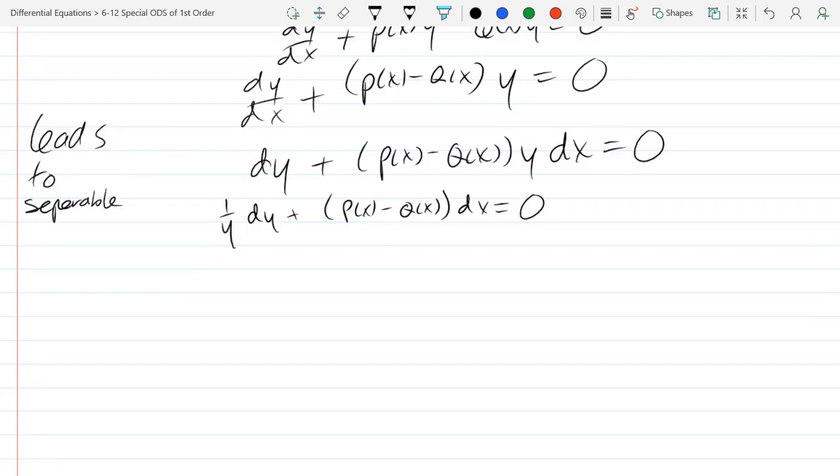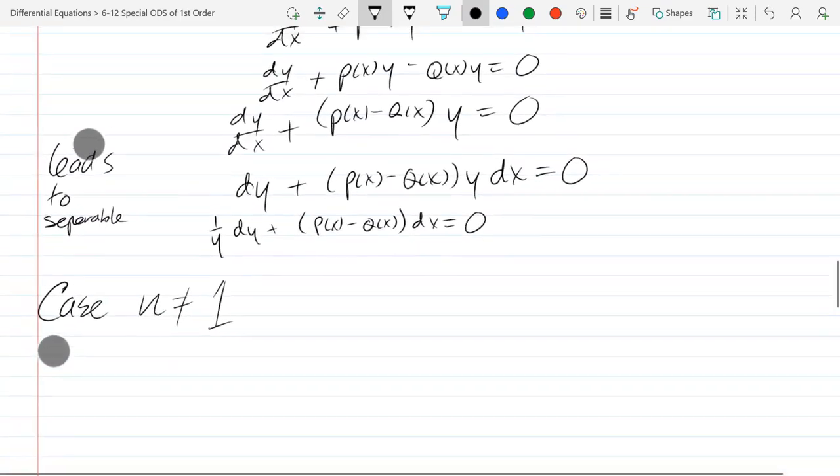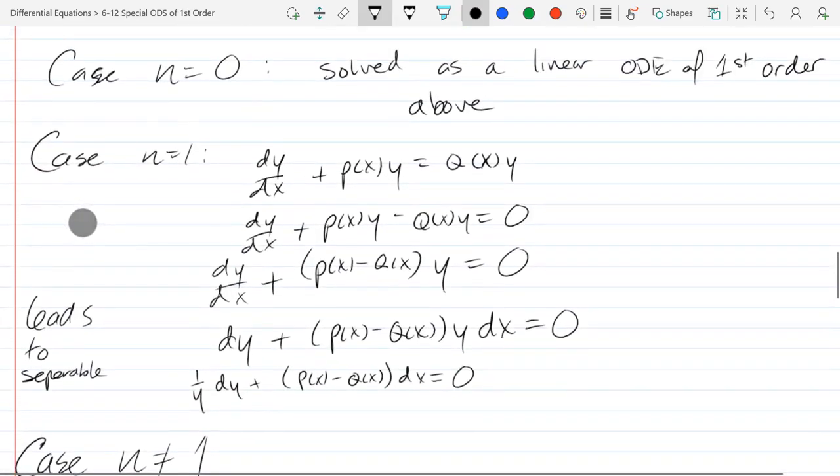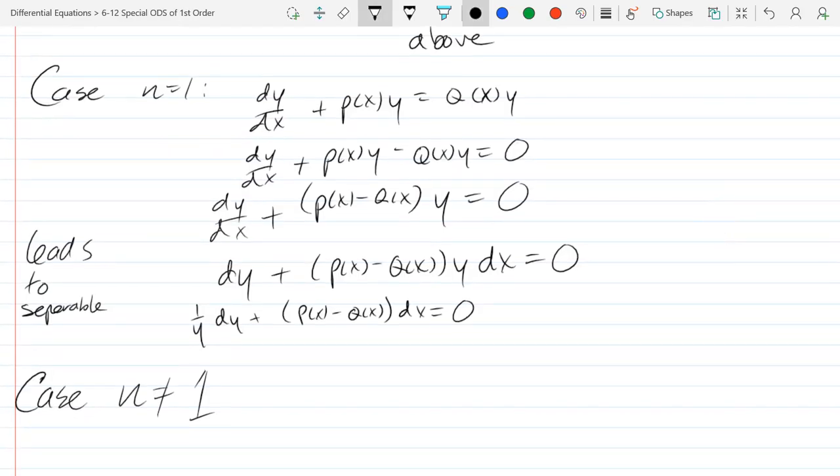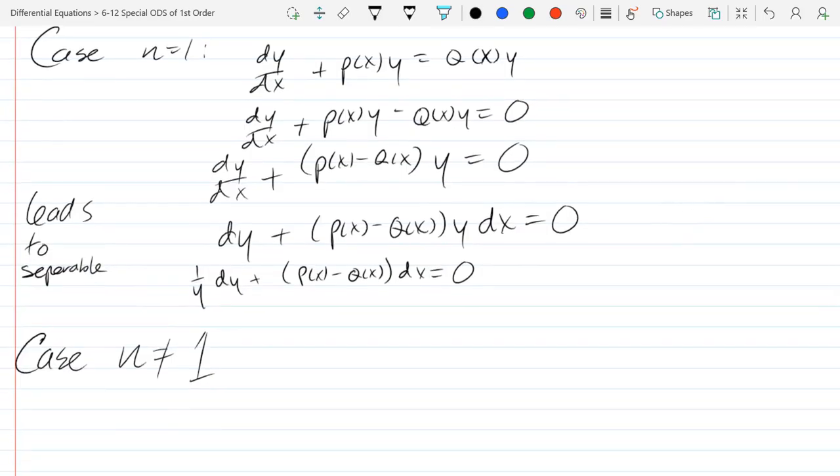So let's assume case that n is not 1 now. So we'll assume n is not 1. What I did before, case n equals 0, that was sort of just familiar, to see how it relates to what we were doing. So this case we're about to look at will also encompass the n equals 0 case as well. So you have a choice when n equals 0, which way you want to go. All right, so n is not 1.